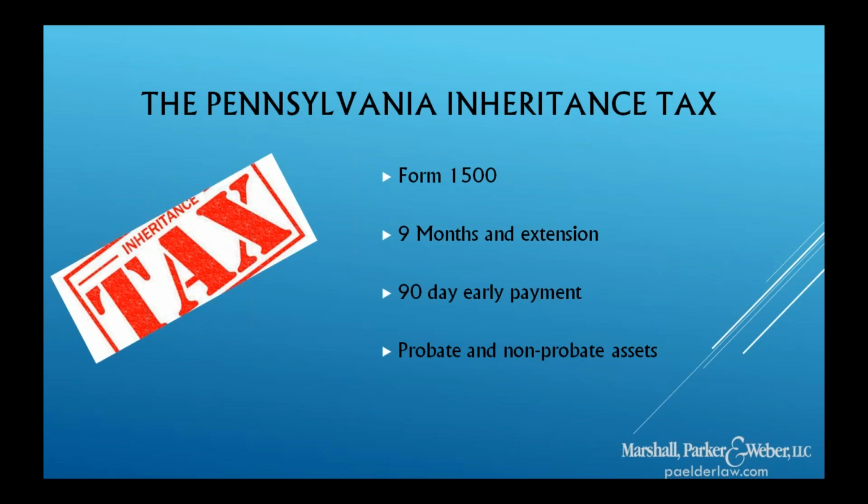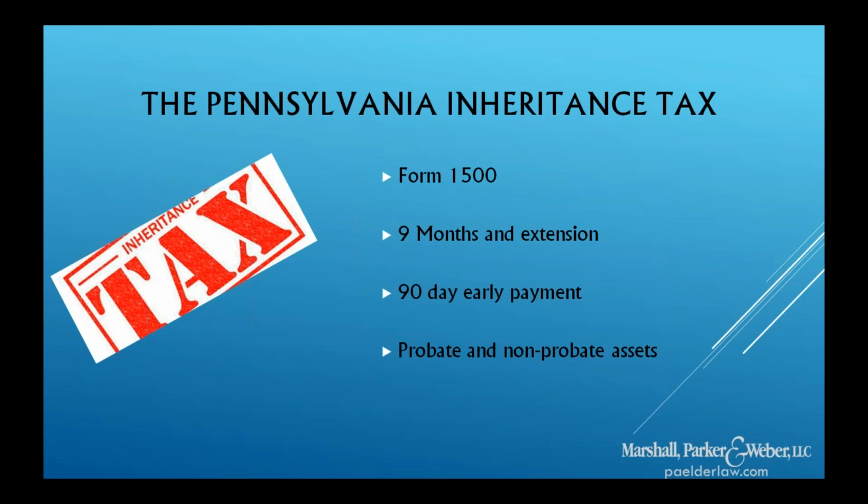Now, you can make an early payment within 90 days after the date of death and receive a 5% discount on the amount of inheritance tax paid. Now, inheritance tax returns can also include those non-probate assets, such as IRAs and jointly owned accounts and gifts that were made within a year of the date of death. How the tax is paid on these other non-probate assets is dependent upon what the will says.